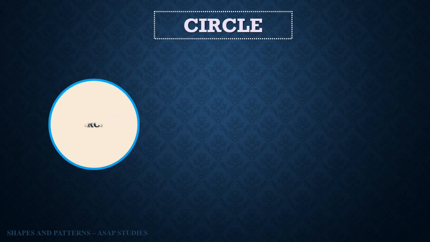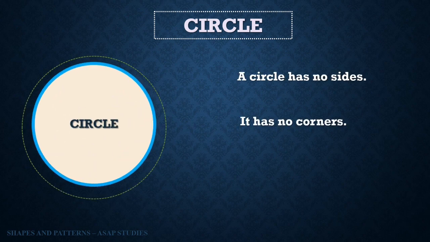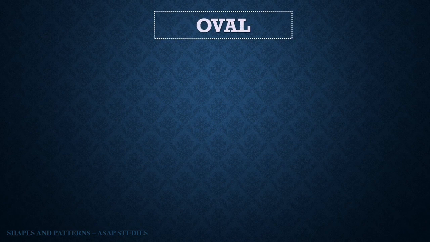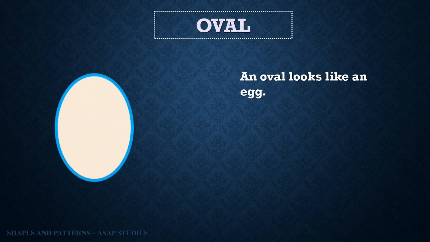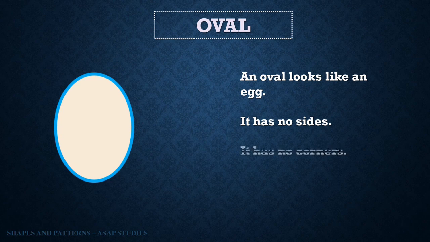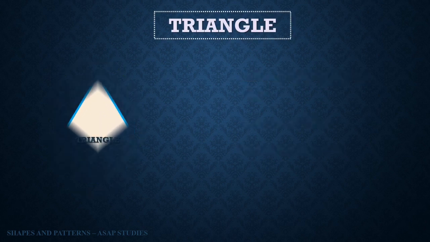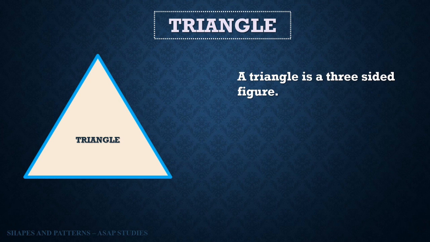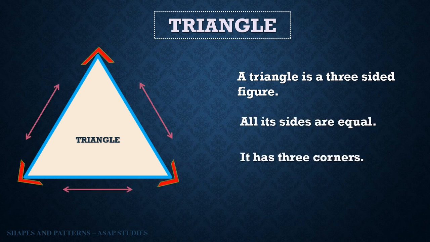Circle. A circle has no sides and it has no corners. Oval. An oval looks like an egg. It has no sides and it has no corners, just like circle. Triangle. A triangle is a three-sided figure. All its sides are equal and it has three corners.